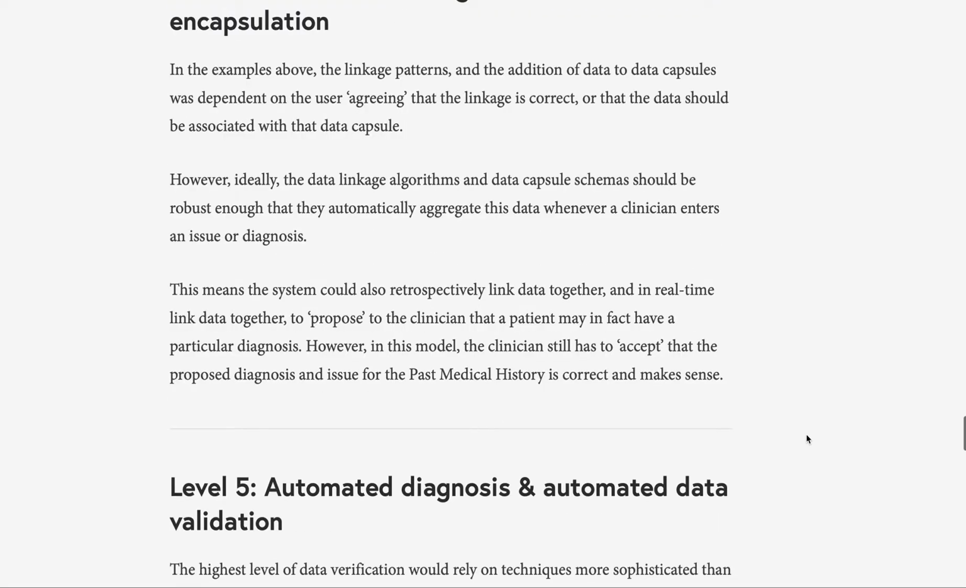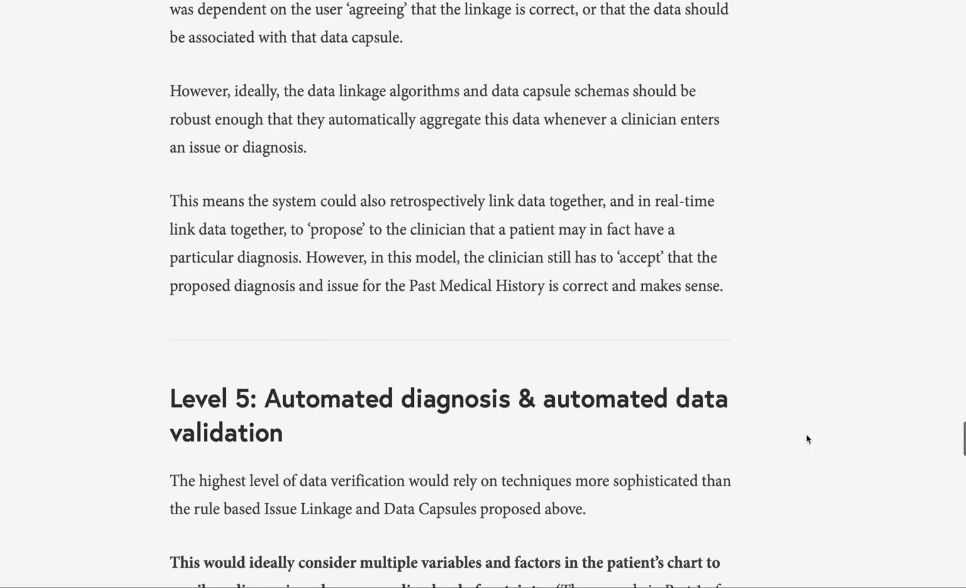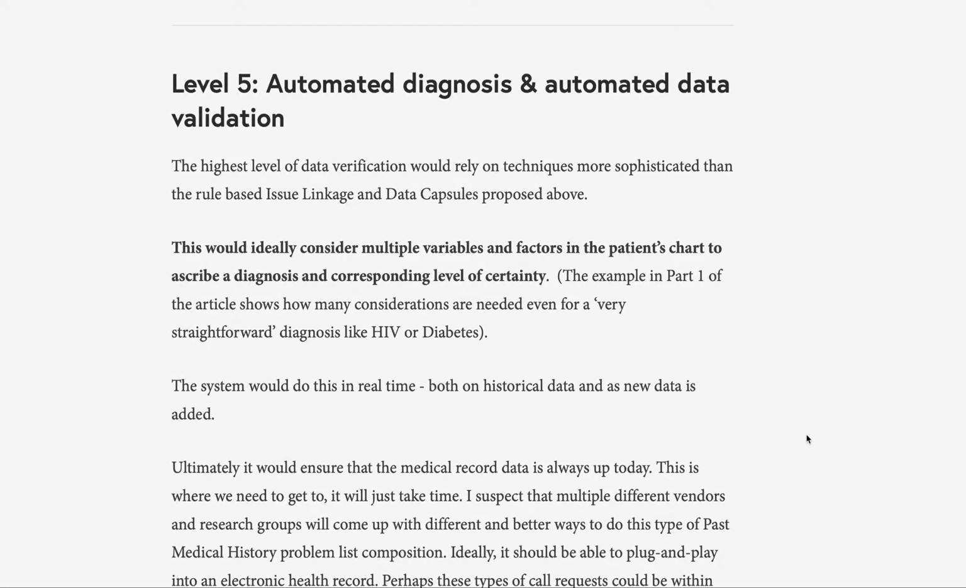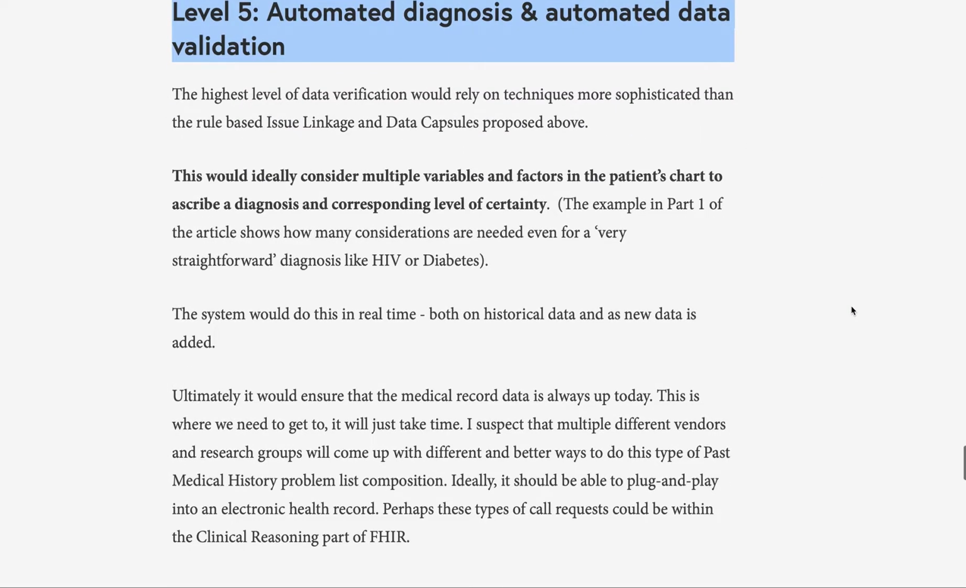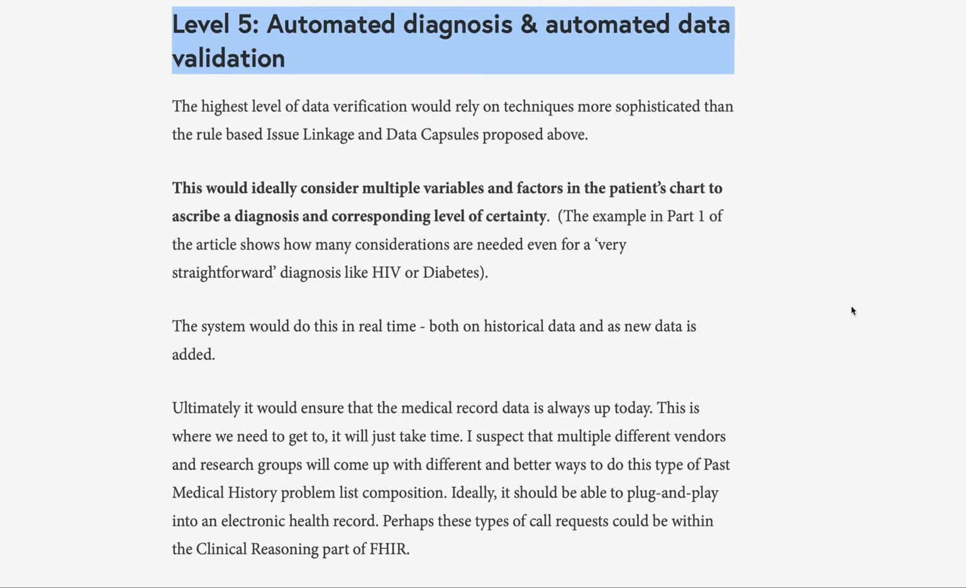This is different than level 5, which we move into now, which is automated diagnosis and automated data validation. This is the highest level of data verification and would require much more sophisticated techniques than the rule-based issue linkage and data capsules we were talking about before. Ideally, this would consider multiple variables and factors in a patient's chart to ascribe a diagnosis and a corresponding level of certainty to this diagnosis.